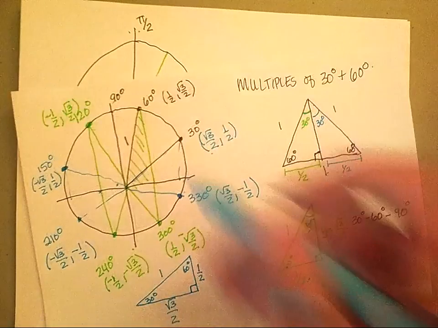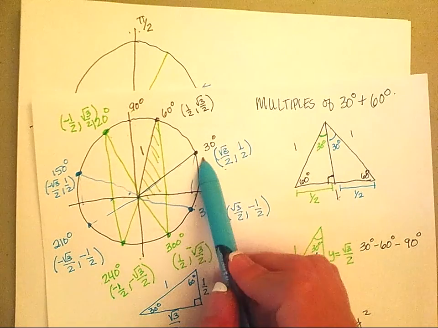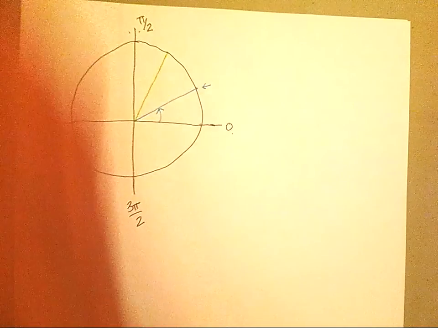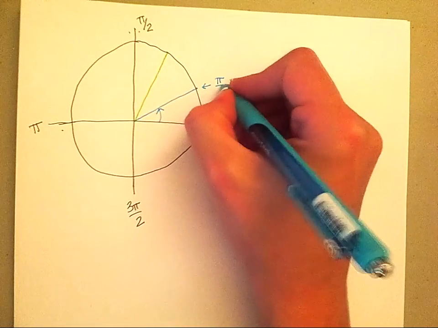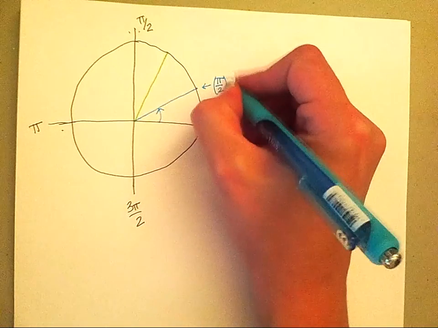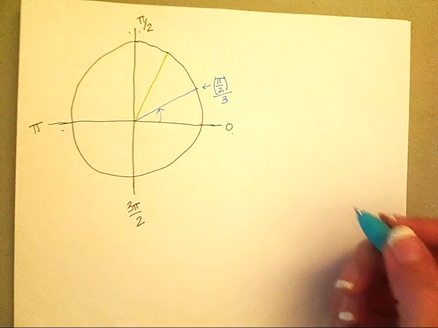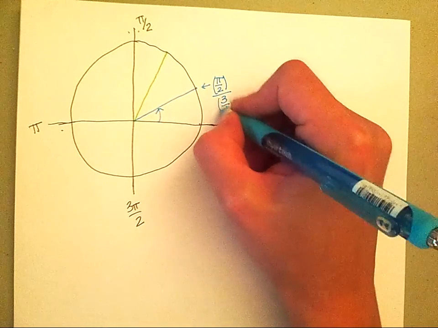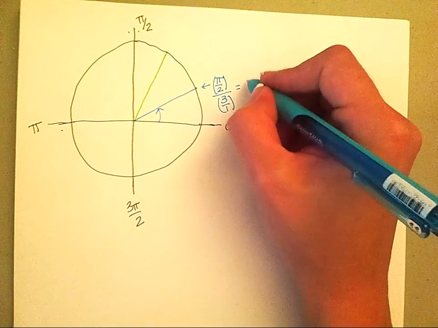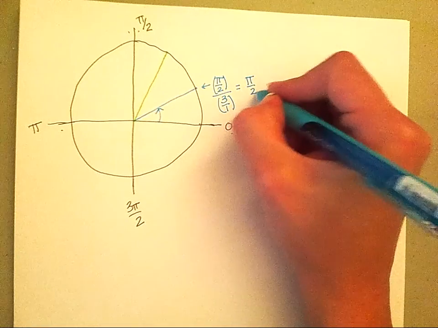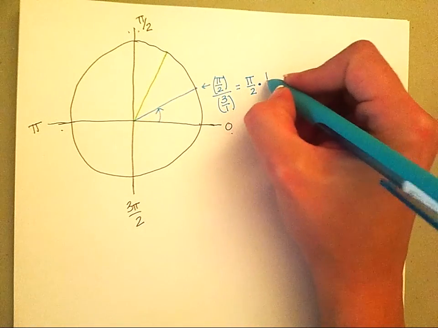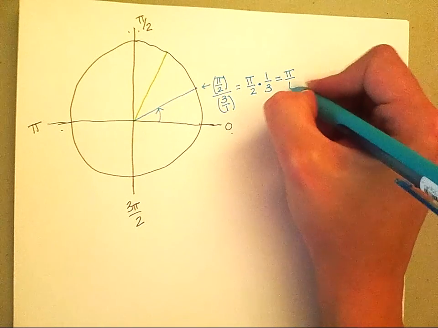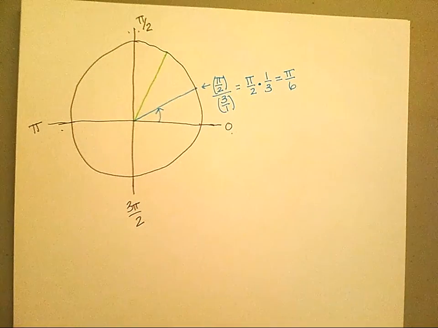In degrees, it was very easy for us to see. We just took 90 and we divided it by 3 to get 30. Well, that's fine. We can do the same thing here. Let's take pi over 2 and divide that by 3. So what is pi over 2 divided by 3? You might want to think about that as 3 over 1. Remember, when you're dividing fractions, it's the same thing as inverting and multiplying. So this angle is pi over 6.